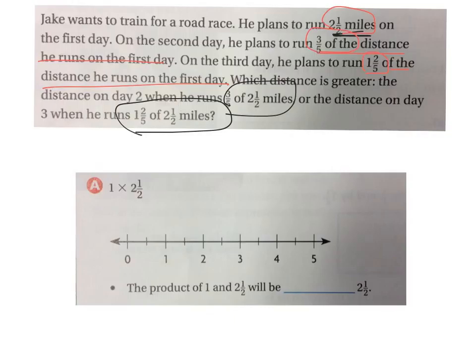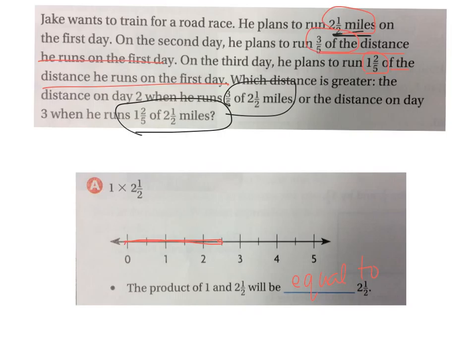But let's take a look at how we can model that, okay? 1 times 2.5 would be the distance from here to here, right? Would you agree? Is that 2.5 miles? So the product of 1 and 2.5 will be greater than, equal to, or less than 2.5? Equal.